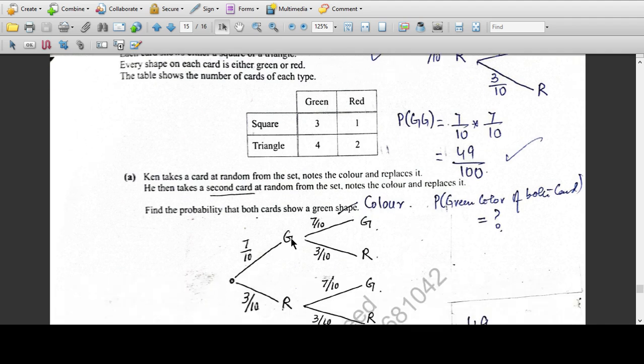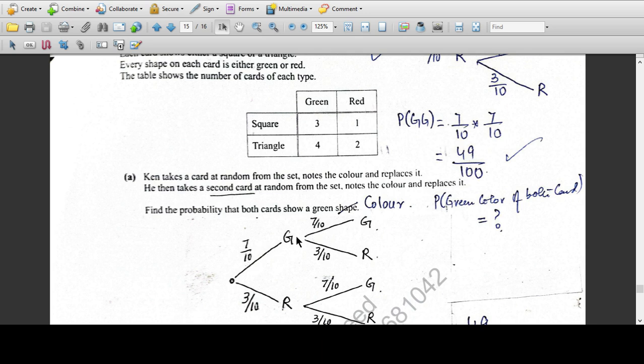So this is green and this is red. There are 7 green and 3 red. Find the probability that both cards show a green color. There are 7 green out of 10, so the probability is 7 upon 10. Since the card is replaced and taken again, the probability will remain constant.